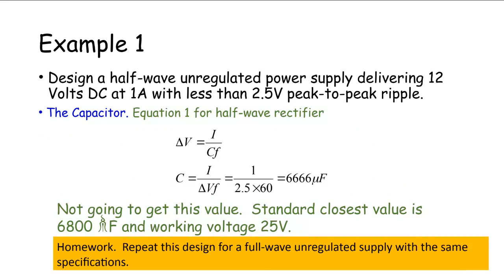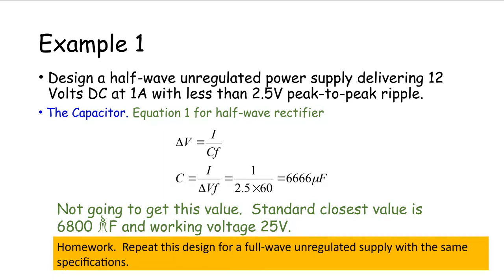Now to the capacitor. The design question is asking us to get 2.5 volts peak to peak ripple. So delta V is 2.5 peak to peak. That is equal to I over CF. I is 1 amp. C is what we want to calculate, and F, we are assuming a 60 hertz signal. If you're elsewhere in the Caribbean, and it's 50 instead, of course, you substitute inside of there. If you solve for C, you get that funny number, 6666 microfarad.